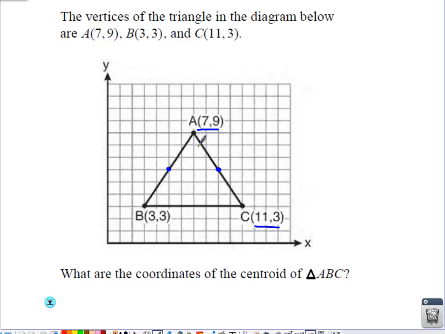But if you can't tell, add your x's, 3 and 7, divide by 2, you get 5, right in the middle. 3 and 9 is 12, divide by 2, you get 6, right in the middle. 3, 3 and 11, 3: add your x's, you get 14, divide by 2, you get 7. Add your 3 and 3, you get 6, divide by 2, you get 3. So there's your three midpoints. You draw the lines, and they all three cross, right? That would be your centroid. The centroid is located at the point 6, 5, I believe.